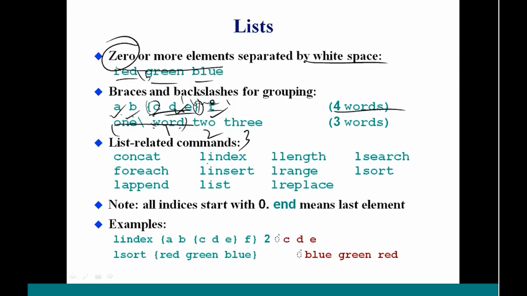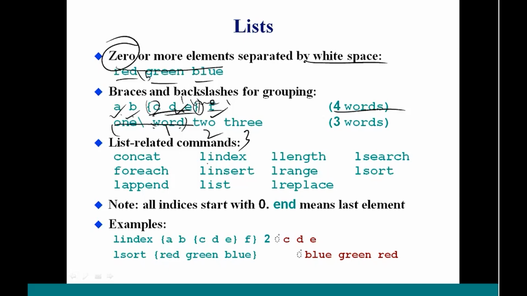for each, linsert, range, sort, append, list, and replace. All these things are list related commands. And one thing to note is all the indices will start with a 0. The end means the last element.